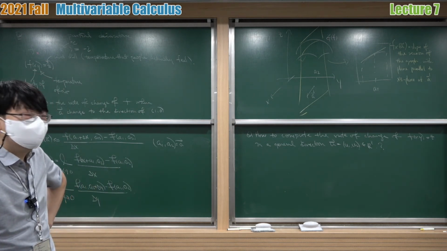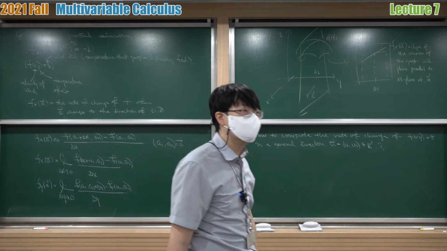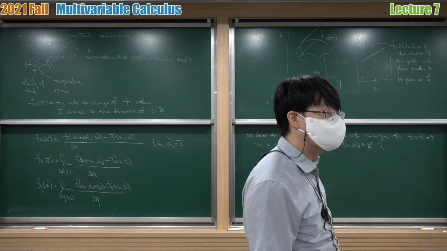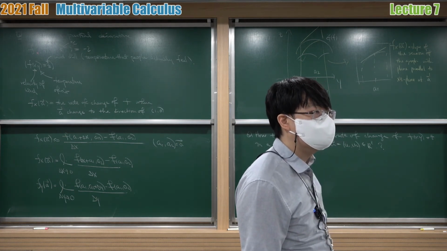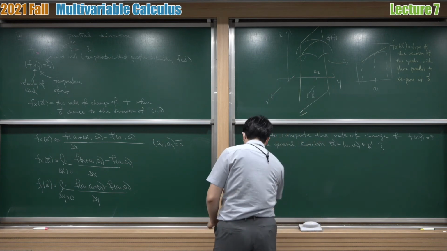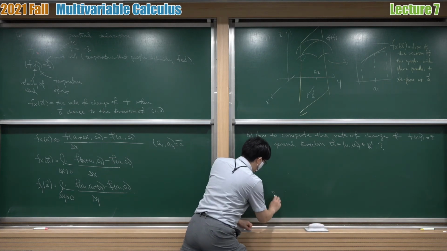Add the derivative of each component, f sub x plus f sub y, and that will be the total change of the z value. Right. So he knows the answer, all the answers.